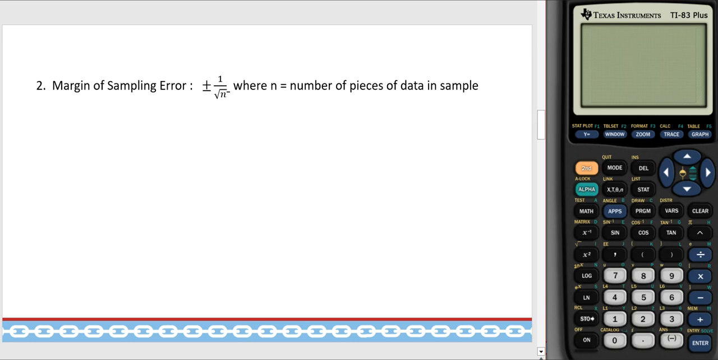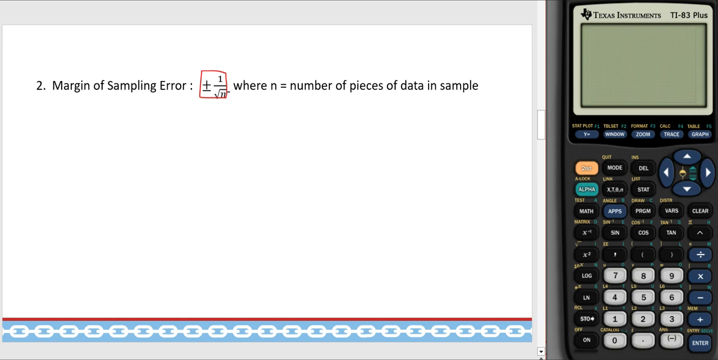Then the next thing is margin of sampling error. This is a simplified formula for that. Looking at margin of sampling error, that gives us an acceptable range, acknowledging that there is going to be error in our data gathering practices. And that formula is here: 1 plus or minus 1 over the square root of n. So by default then, the larger your sample size, the smaller your margin of error will be.